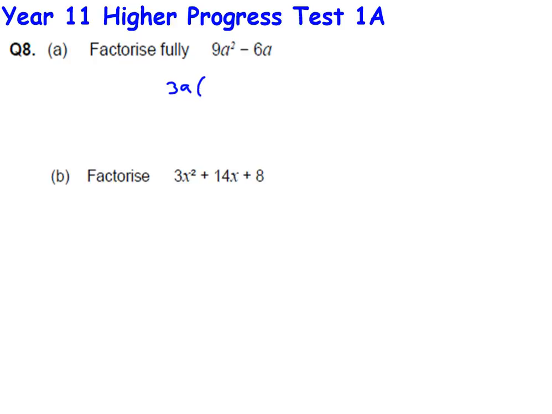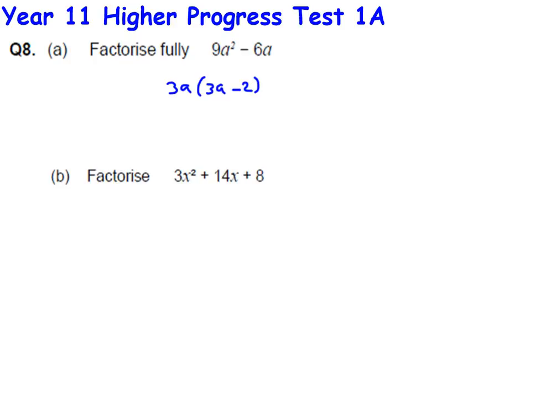Now, inside the brackets, we need to think about what do we need to multiply 3a by to make 9a squared, and that is 3a. And again, what do we need to multiply 3a by to make negative 6a, which is negative 2. So when we factorise 9a squared take away 6a, we have 3a outside the brackets and 3a take away 2 inside the brackets.